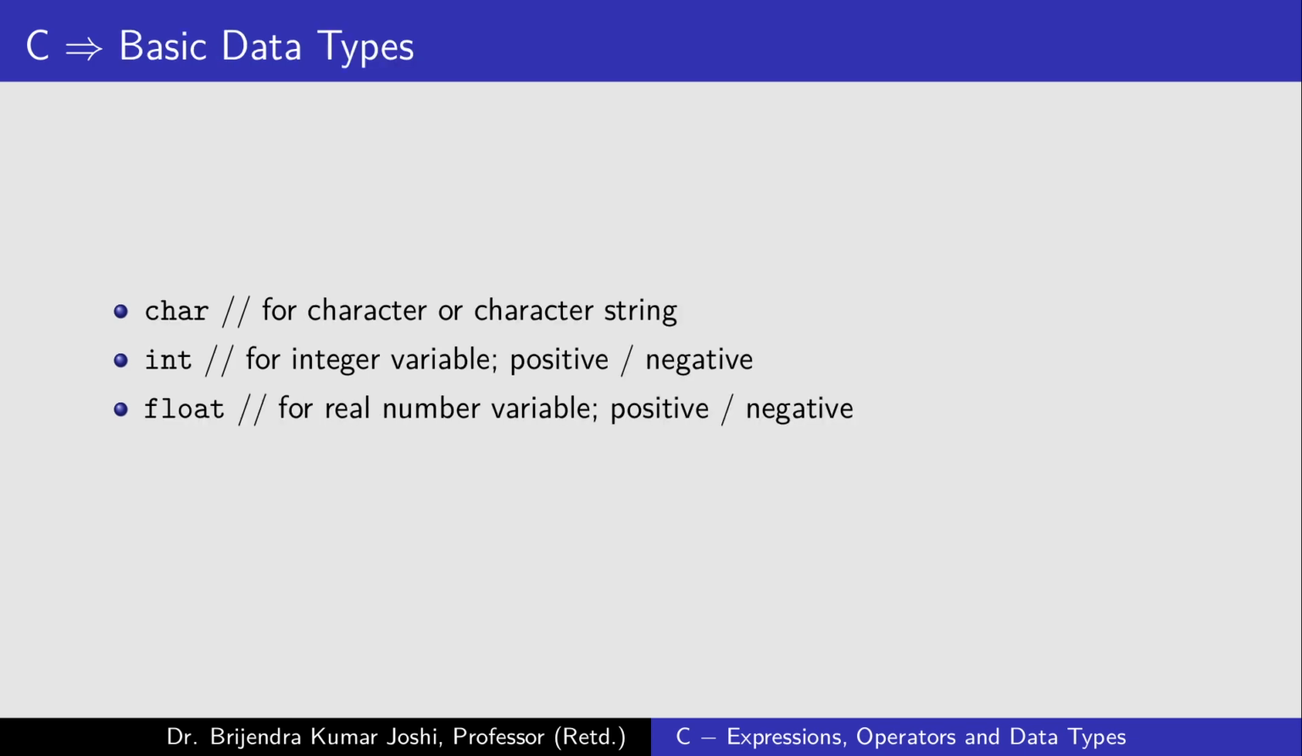Now let us see basic data types. There are a number of data types, built-in data types and user-defined data types. So we'll look at other data types in some other video. Basically, we deal with three types of data. One is character, char we call it, for character or character strings. Int for integer variable, positive or negative. Float for real number variable, which can be positive or negative.